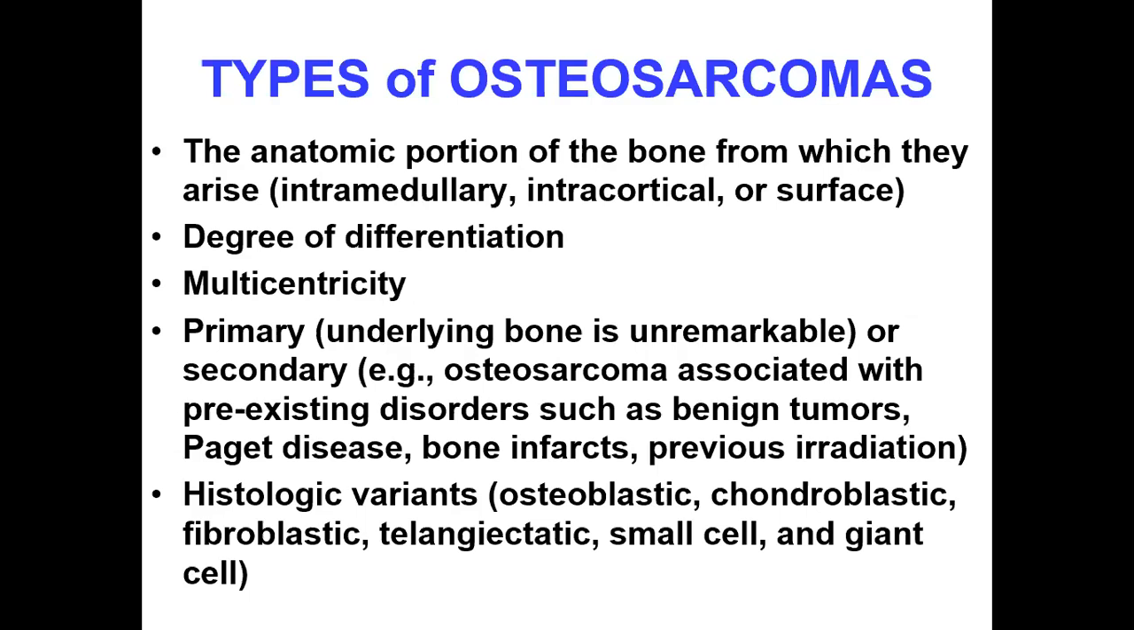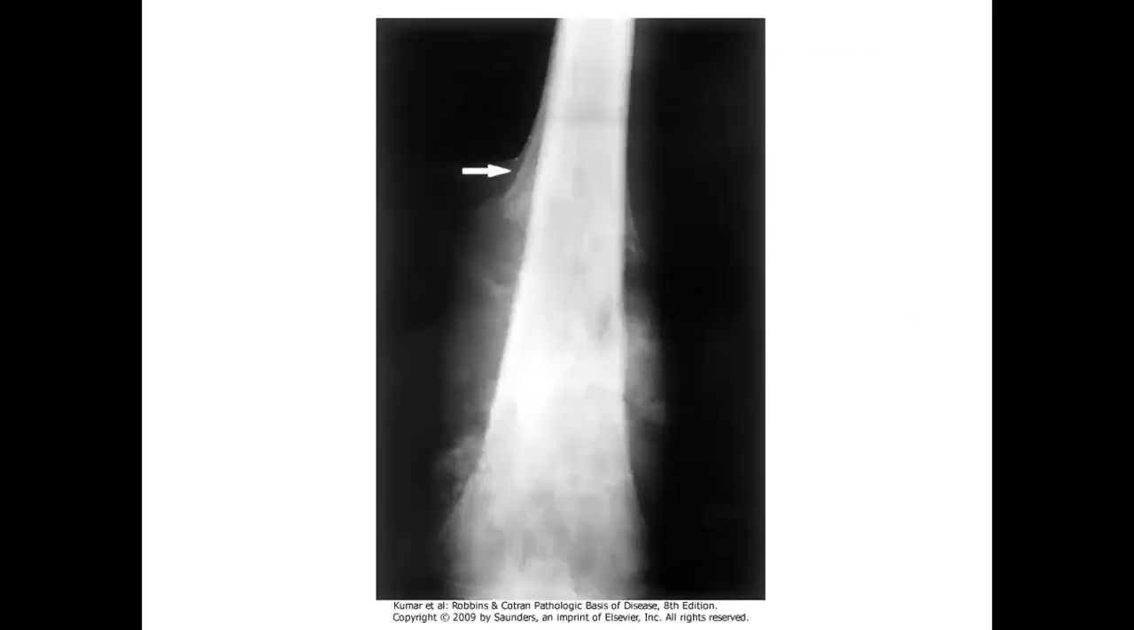First, depending on the anatomic portion of the bone from which they arise, we have intramedullary, intracortical or surface osteosarcomas. Then well differentiated or anaplastic, multicentricity, primary or secondary, then histologic variants, that is osteoblastic, chondroblastic, fibroblastic, telangiectatic, small cell and giant cell.